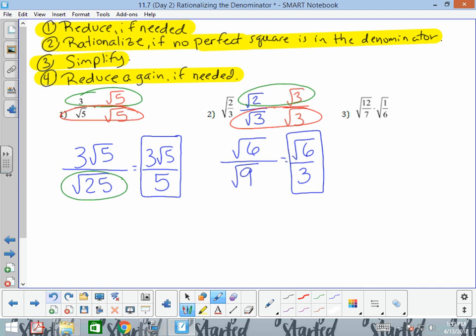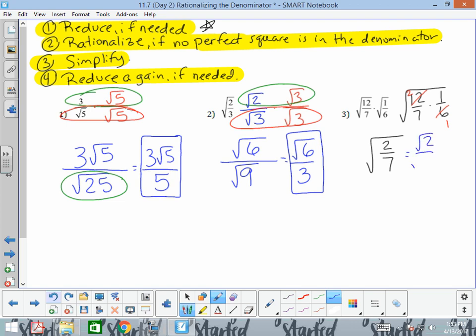Alright, another one. On this one, I'm going to first multiply 12 sevenths times 1 sixth. Now this is the part right here where it says reduce if needed. We're going to reduce. 6 goes into 6 once, 6 goes into 12 2 times. Now that's all that will reduce. So that is the square root of 2 times 1 in the numerator is 2, and the denominator 7 times 1 is 7. So now let's break that up a little bit.